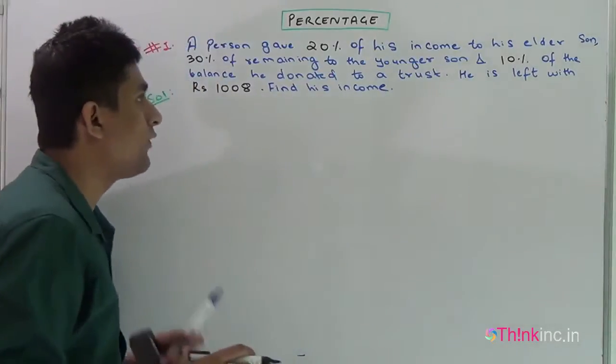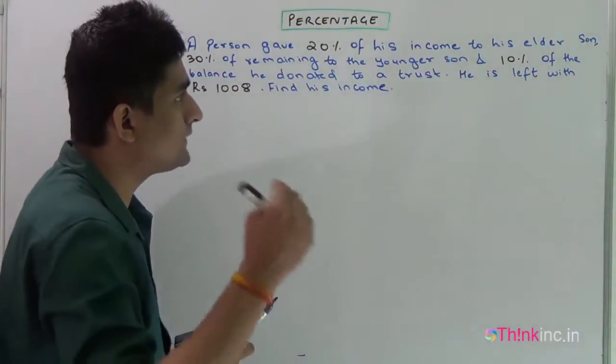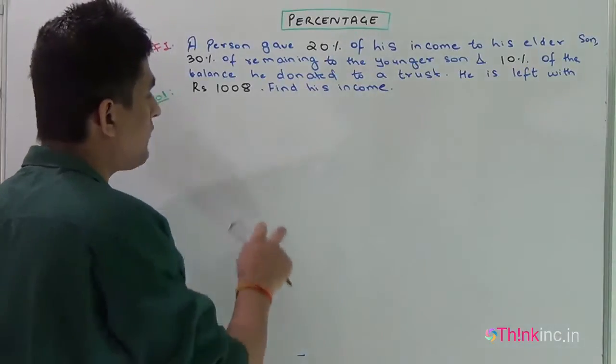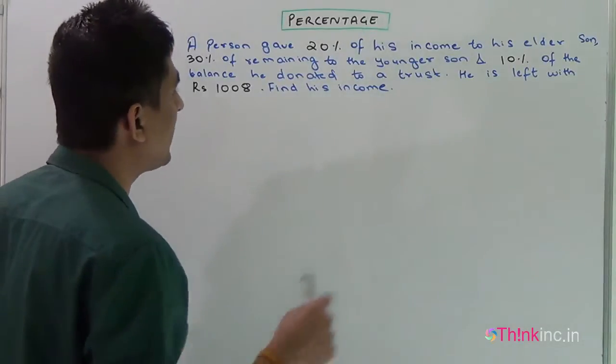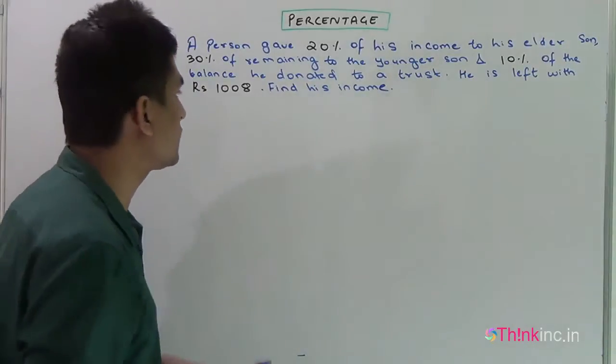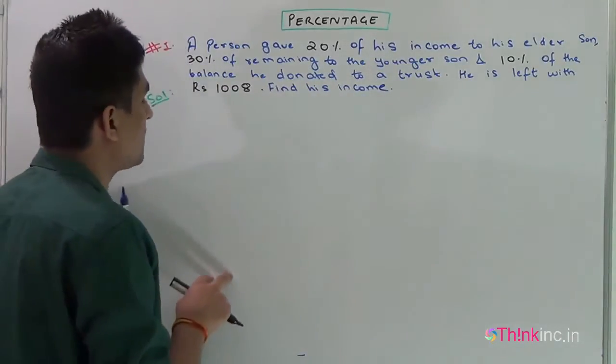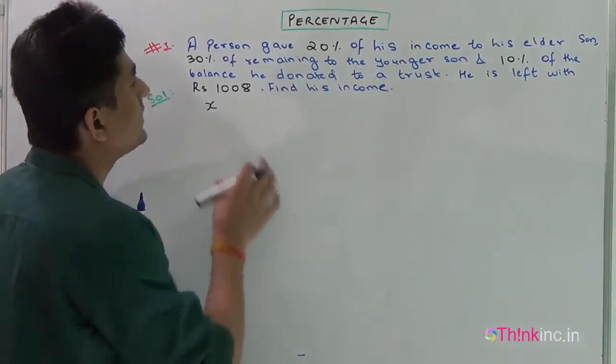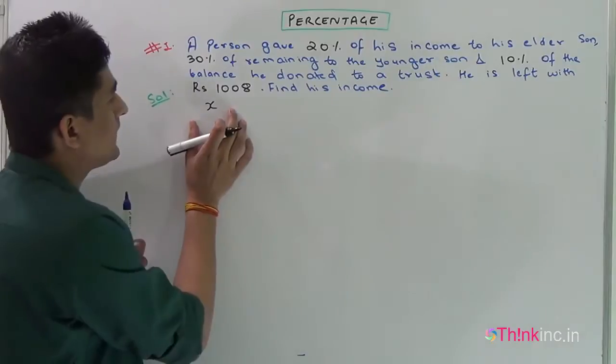We have to calculate his income. Let's see how we will solve it. First I'll give you a basic method, then I'll give you a successive concept in which I'll frame a single line equation from where you'll get an answer within seconds. Let's start this question. Suppose the person has X rupees as his income. Let the income of a person be X.